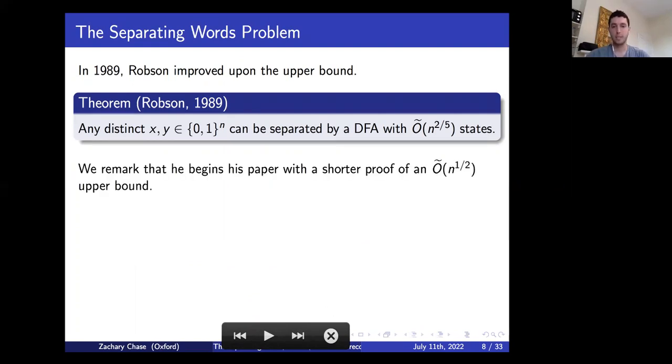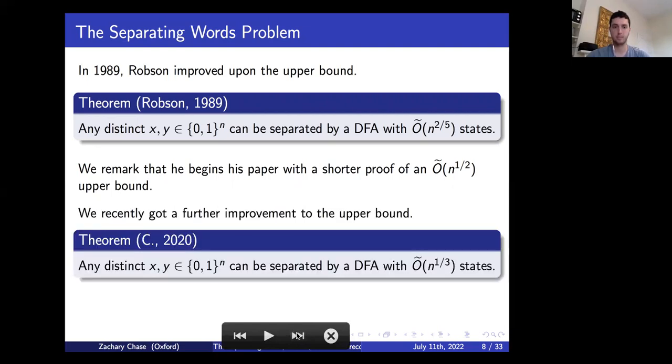And we remarked that he begins his paper with a shorter proof of an O tilde n to the 1/2 upper bound. And we recently got a further improvement to the upper bound to n to the 1/3. And remember, the lower bound is still log n, so lots to be done.